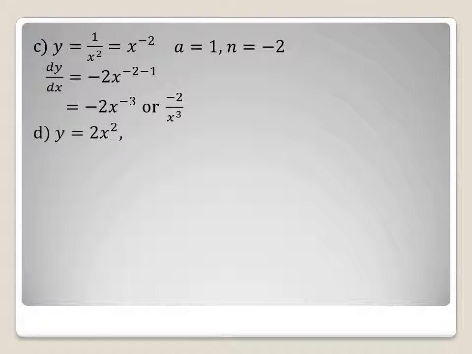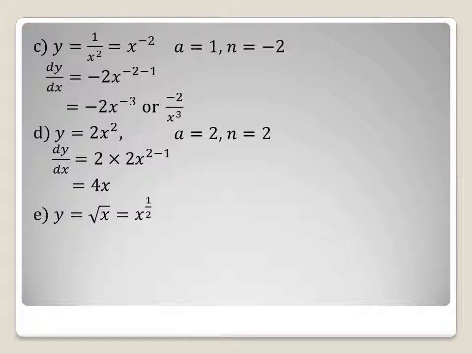Question D is y equals 2x squared. a is 2, n is 2. dy/dx equals 2 times 2 times x raised to the power of 2 minus 1. And dy/dx equals 4x.